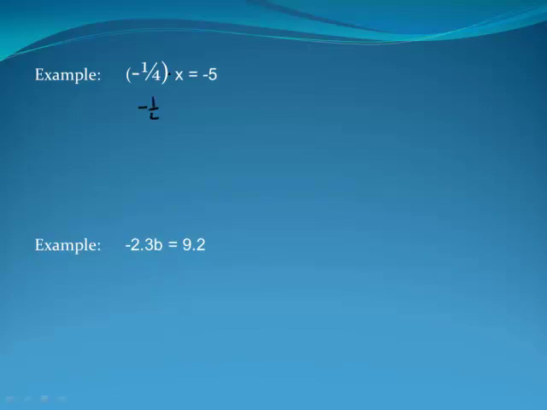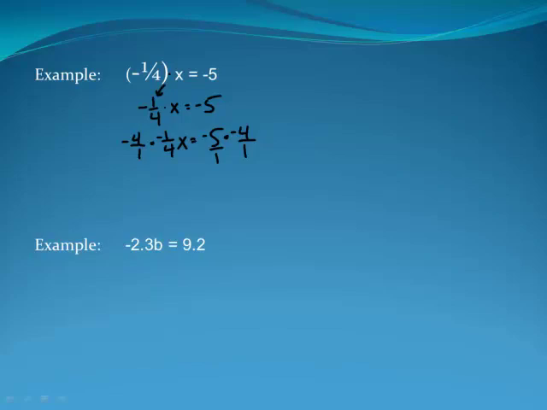So we've got -1/4 times x is equal to -5. Look at this fraction here and take the reciprocal. The reciprocal of -1/4 is -4/1. So we're going to multiply both sides by that. So we've got -5 times -4/1 here. We're going to make that into a fraction, okay, and simplify where we can.